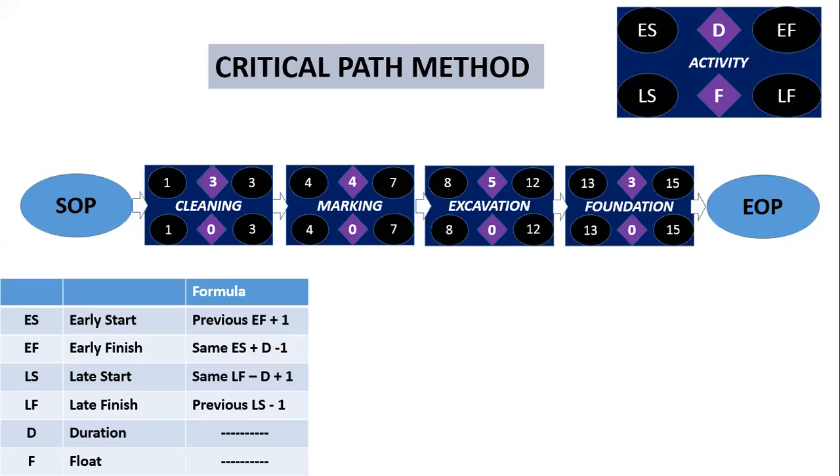Now we have completed one cycle. We need to go for the reverse cycle now because we need to calculate the late finish and late start. Now see, in the final task, we need to copy the same values of early start and early finish into the late start and late finish of the project. These are the thumb rules.